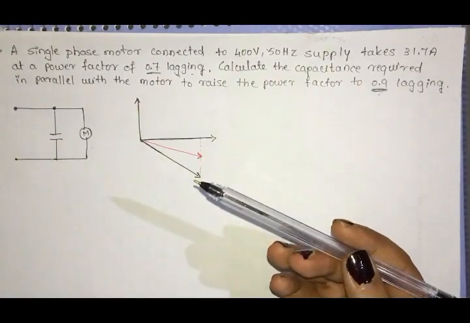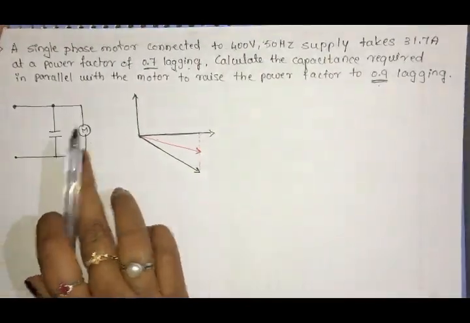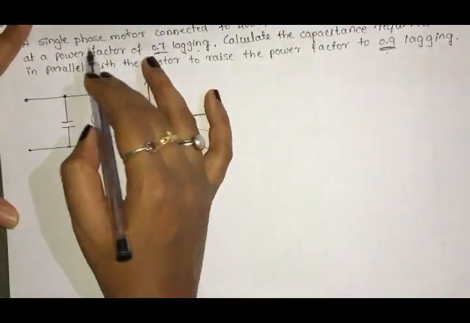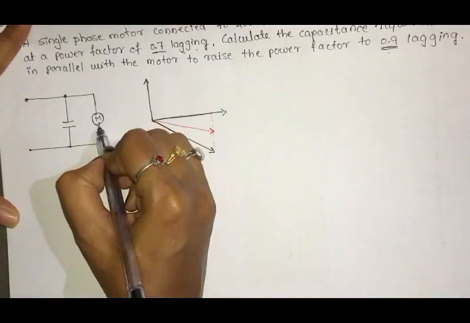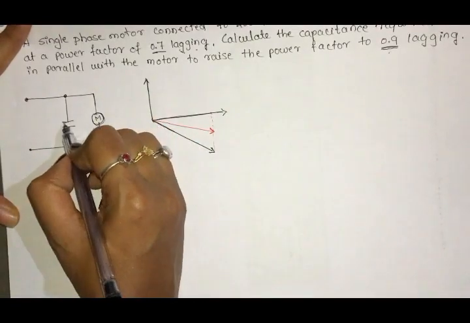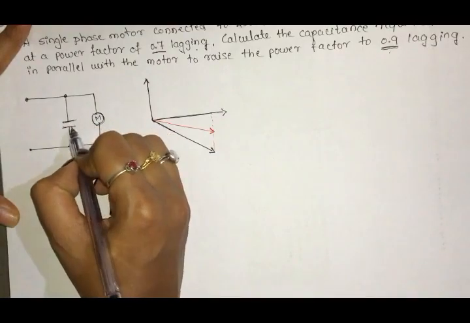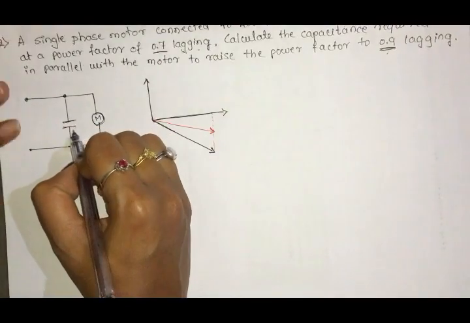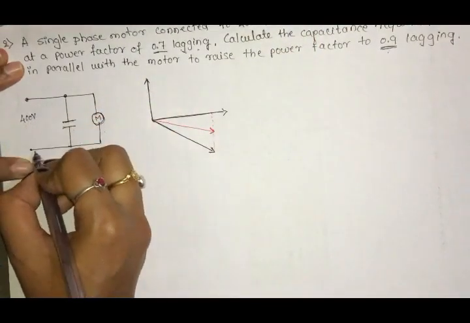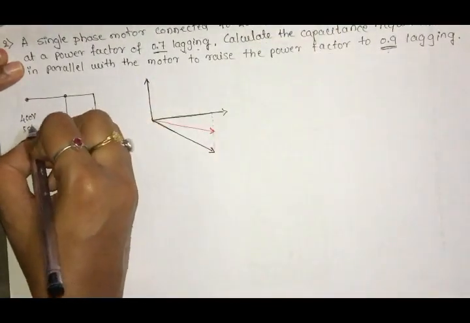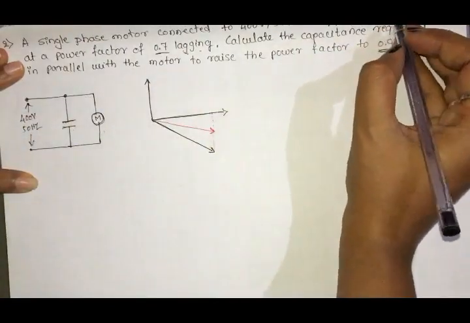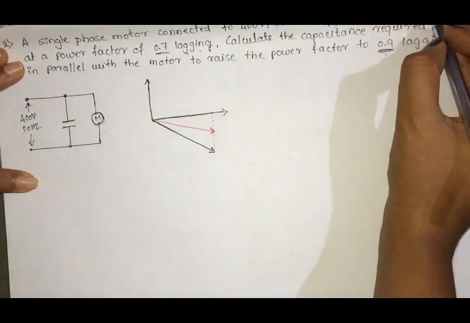For this I am going to draw the circuit diagram and the phasor diagram. As they said, they have connected a single phase motor. With this motor we have connected one capacitor in parallel to improve the power factor. The supply given is 400 volt, 50 hertz frequency.